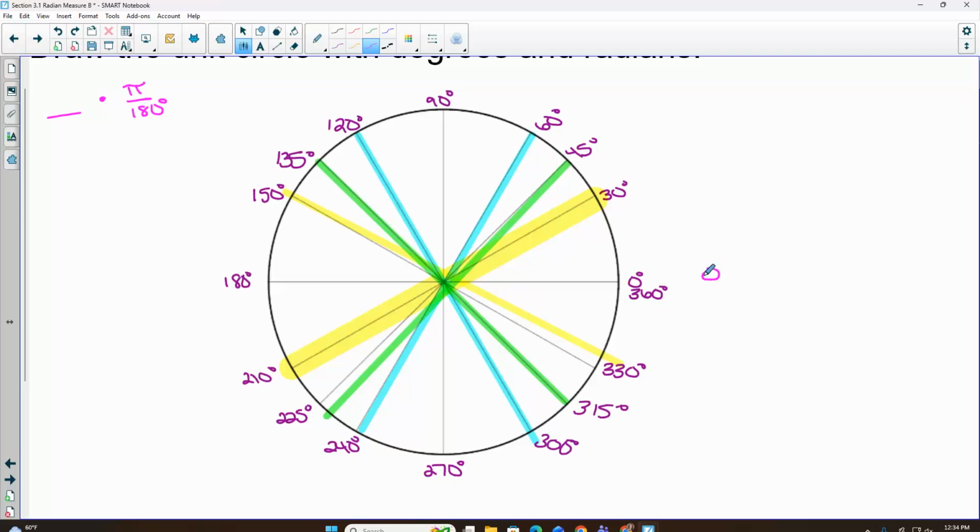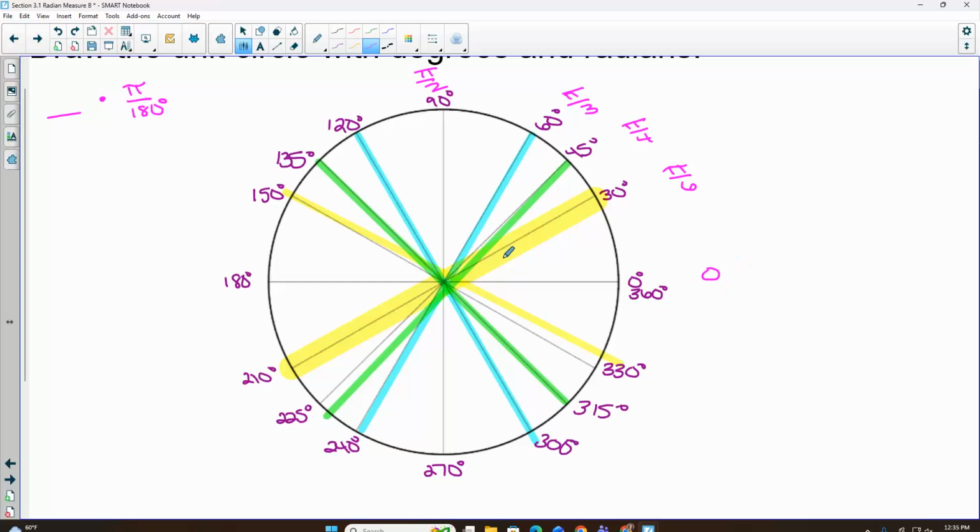This was 0. If you take 30 times pi over 180, we get pi over 6. 45 times pi over 180 is pi over 4. 60 times pi over 180 is pi over 3. 90 times pi over 180 is pi over 2. Okay. So do you understand how I got those? Notice my denominator is just getting smaller as we go up.